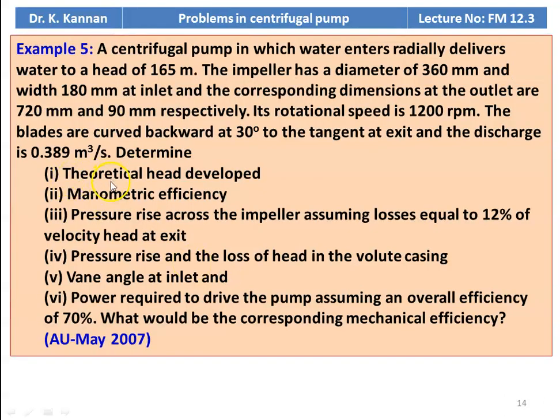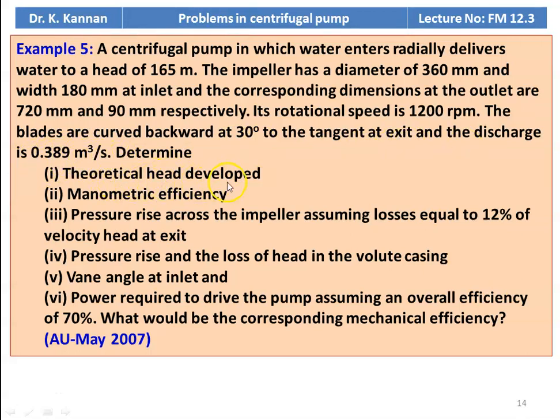And example number 5 from the May 2007 question paper. A centrifugal pump in which water enters radially delivers water to a head of 165 meter. The impeller has a diameter of 360 millimeter and the width of 180 millimeter at the inlet, and the corresponding dimensions at the outlet are 720 millimeter and 90 millimeter respectively. The rotational speed is 1200 rpm and the blades are curved backward at 30 degrees to the tangent at the exit. The discharge is 0.389 meter cube per second.